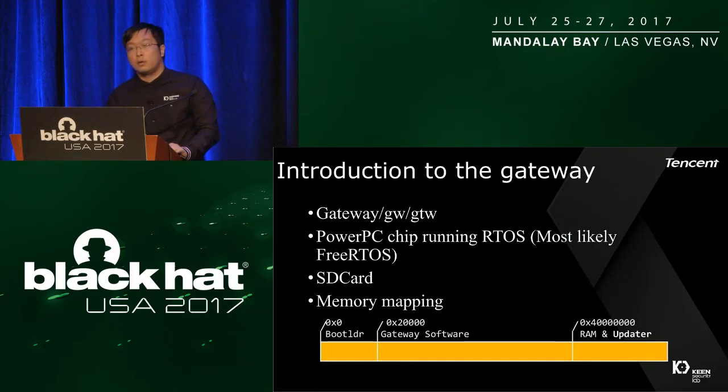Here is the memory mapping. The first part is the bootloader with some vehicle configurations, and the next part is the gateway software. The last part is the RAM space. Also, the updater will be loaded to this area if necessary.